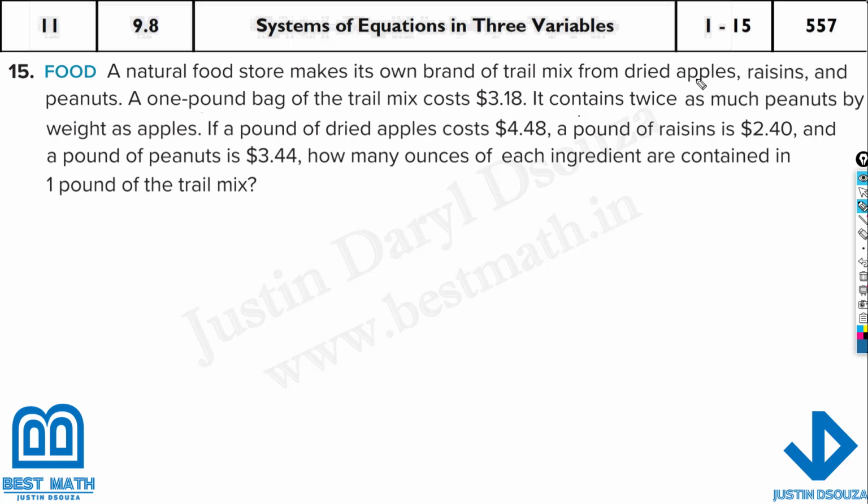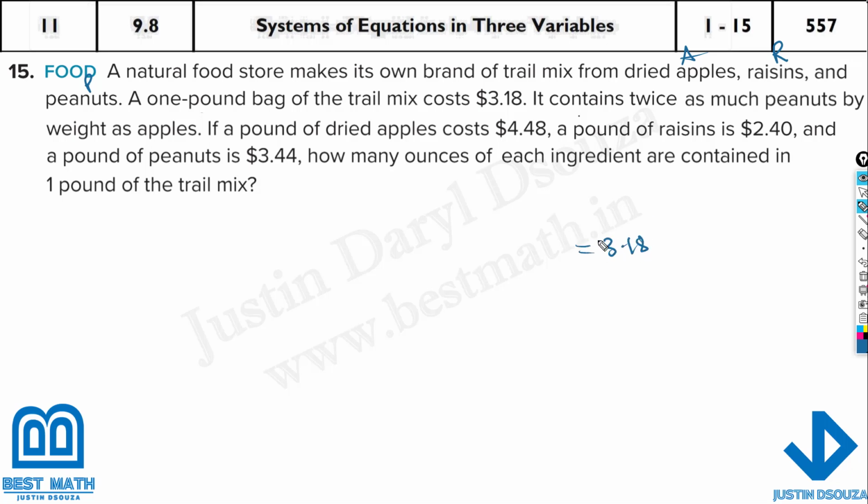And the last problem here: a natural food store makes its own brand of trail mix from dried apples, raisins, and peanuts. I'll just take it as A, R, and P. 1 pound bag of trail mix costs $3.18. Okay, one bag, the total is 3.18.